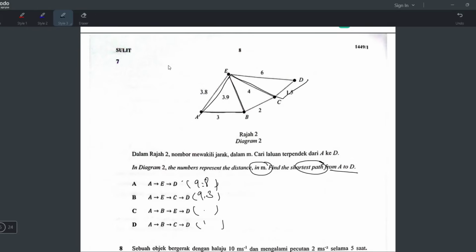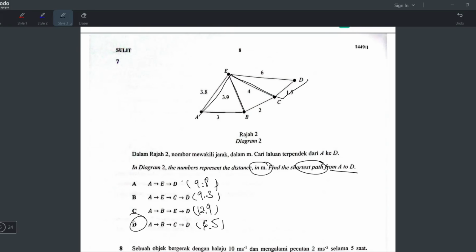So 3.9 and then 6. So I got 12.9. And finally, the last one is ABCD. So it's like that. So it's 5 plus 1.5, 6.5. So it's very obvious. The shortest path is D.